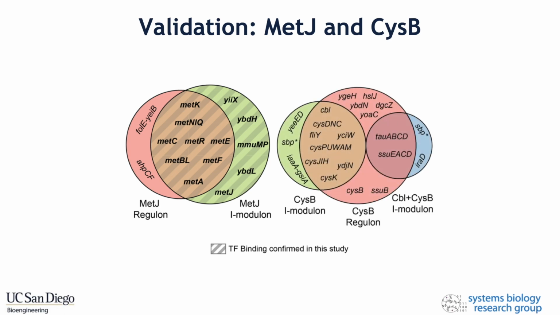The other transcription factor we wanted to validate was CysB. The CysB regulon was split into 2 iModulons. One of them was just regulated by CysB, and one of them was co-regulated by both CysB and Cbl. When we performed ChIP-exo on CysB, we were able to validate every single gene in both iModulons except for one. In addition, we only found 2 genes that were in the regulon and not in either iModulon that had binding sites upstream of them.